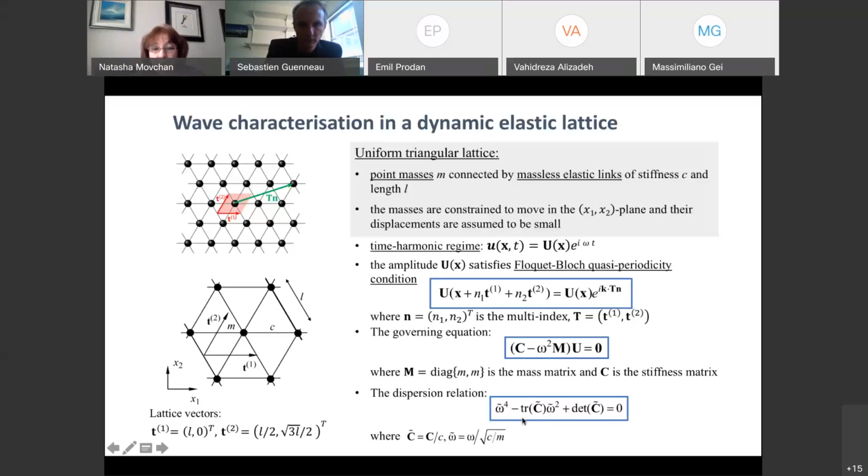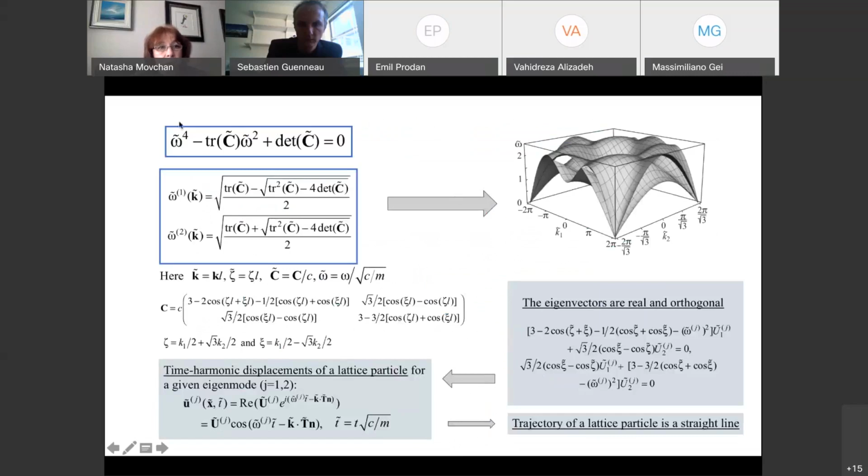And this dispersion relation is in fact a quadratic equation for the square of the radian frequency. Please note that here our frequency was just normalized by this quantity, root of C over M. Now, if we look at this particular dispersion relation, we can solve this equation and write down the roots of this equation. Here we only have two positive roots due to the meaning of the frequency.